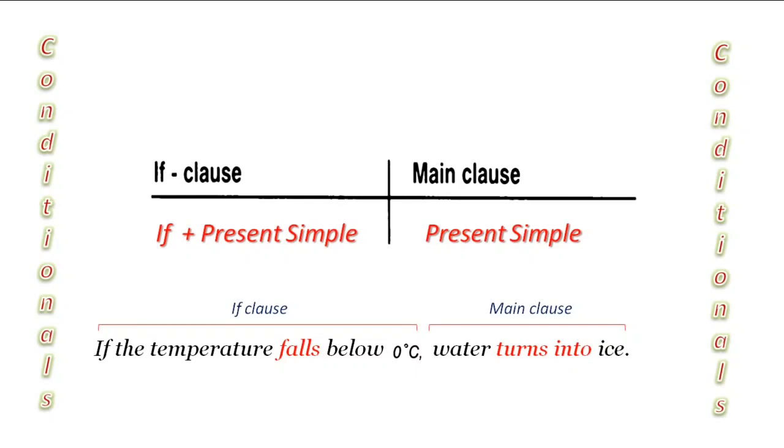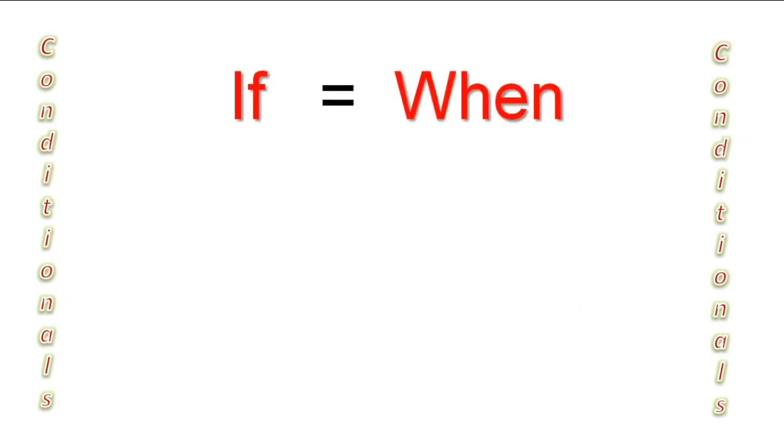This conditional is used when the result will always happen. So, when the temperature falls below 0 degrees, water always turns into ice. It is a fact. I'm talking in general, not about one particular situation. The result of the if clause is always the main clause. The if in this conditional can usually be replaced by when, without changing the meaning.